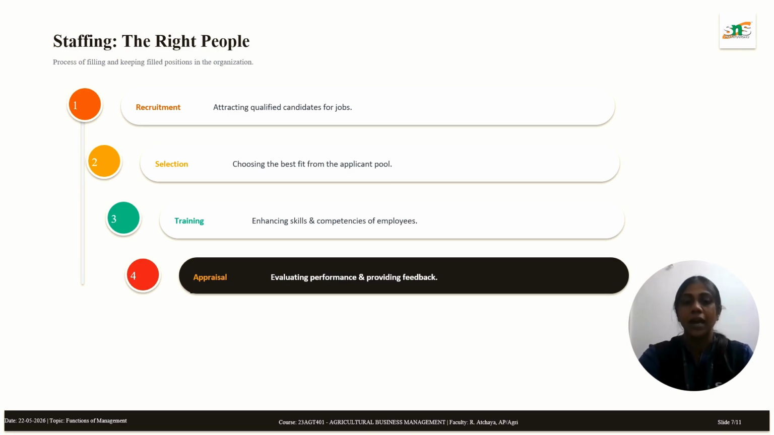For example, an agribusiness company recruits agricultural graduates, they provide the training, and periodically they evaluate their performance. The success of an organization largely and deeply depends on having the right people in the right positions.